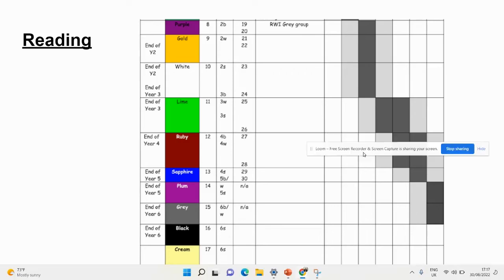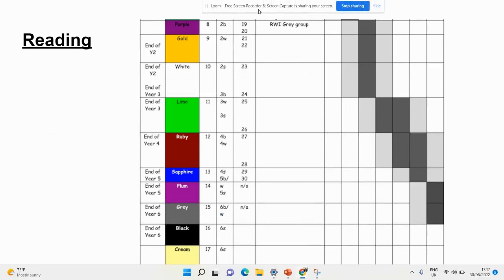Reading then, as I've spoken about in other videos, as a parent, you might just want to know what book band your child should be on in Year 4. So here you can see from the chart, most schools will have a similar book band chart, but essentially by the end of Year 4, they should be on a 12, so a Ruby.